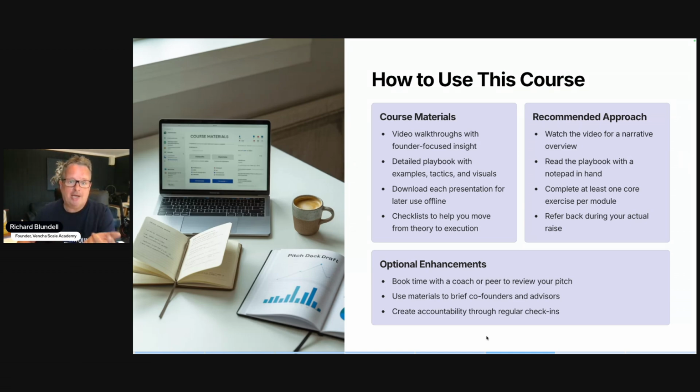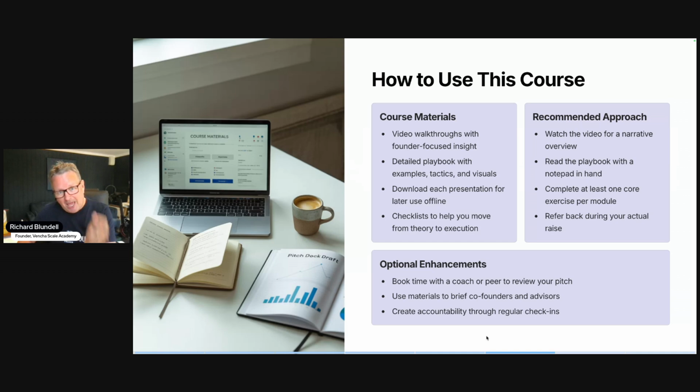And we're going to give you checklists at the end of each course, actions to do to help you move from theory to execution. So do the actions. It's really, really important that you do the homework and that you follow the process that we're in if you want to stack the odds in your favor of being successful. Our recommended approach is that you watch every video, you listen to me. Hopefully I'm not too boring. You can speed me up, I think, if you want to, but that will give you a narrative overview.